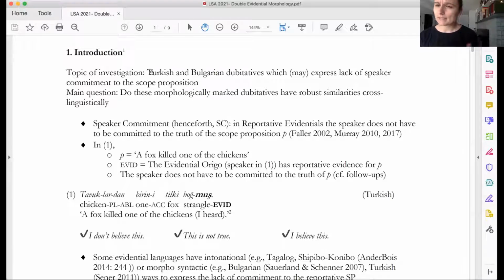First of all, these are not compatible with direct evidentials, that is shown in 5. They are not compatible with inferential evidentials, which is illustrated in 6. So that is, I could not.